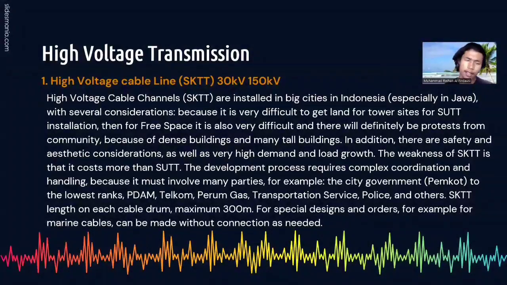The weakness of SKTT is that it costs more than SUTT, of course. We have more cost to build SKTT. The development process requires complex coordination and handling because it must involve many parties, for example the city government, or Pemkot, PDAM, Telkom, Perumgas, transportation, service, police, and others. SKTT length on each cable drum is a maximum of 300 meters. For special designs and orders, for example marine cables, they can be made without connection as needed. Next.